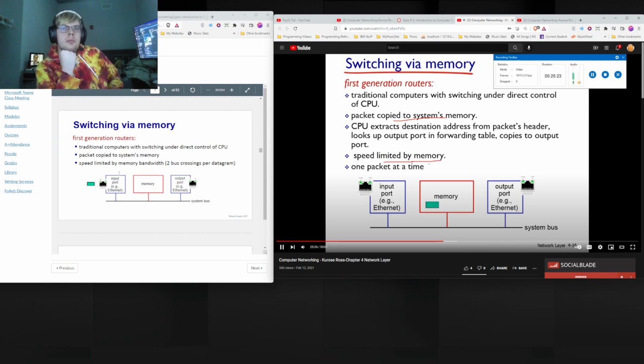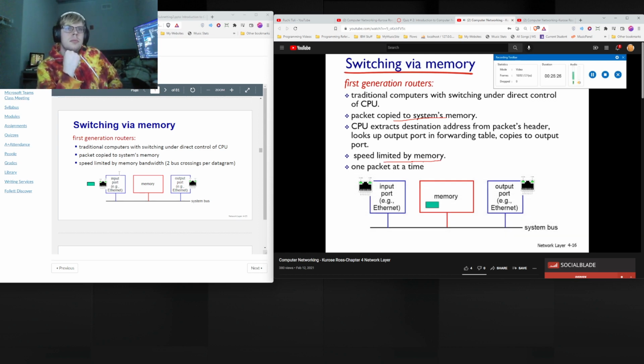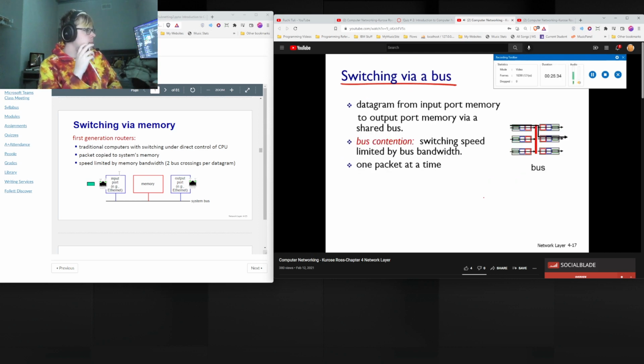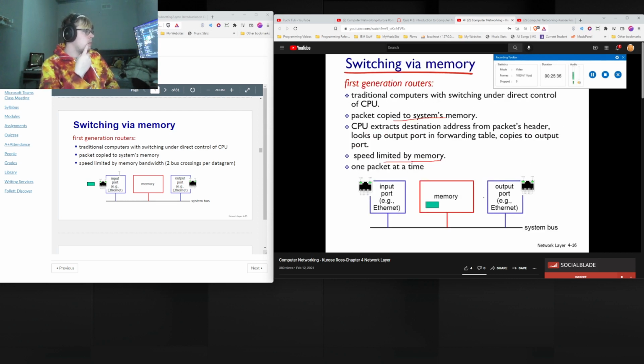If it's high speed memory, speed will be faster. If it's low speed memory, speed will be slower. And another disadvantage is that only one packet can be transmitted at a time.